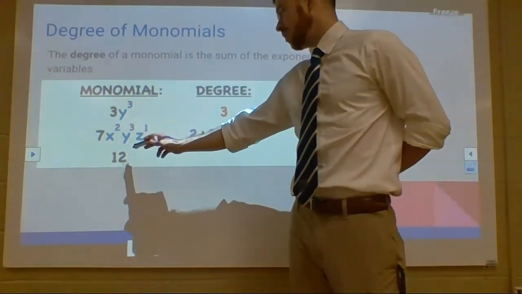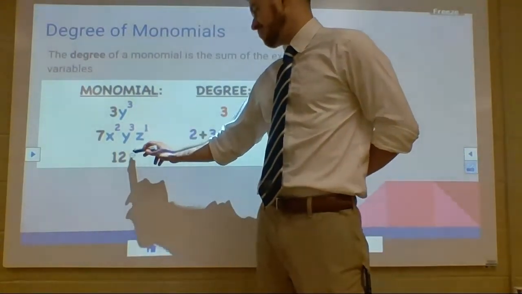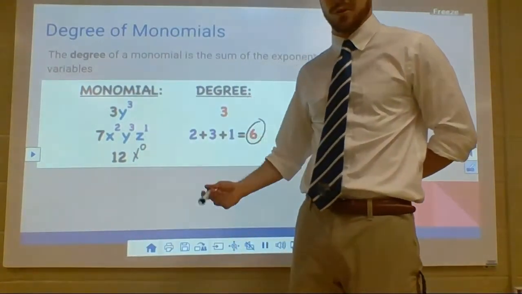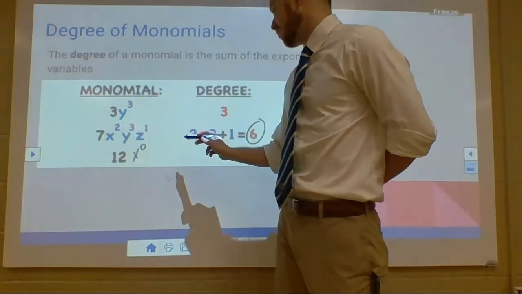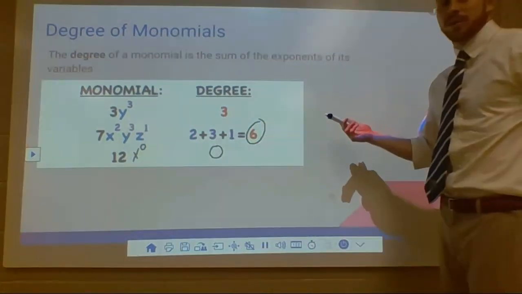Now 12, we don't see a variable there, right? We could even say, just for example, that's 12 times x to the 0 power, because x to the 0 power is 1. So really the degree here is just 0. So that's the degree of monomials.